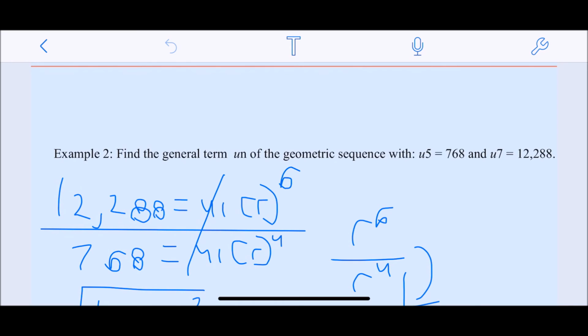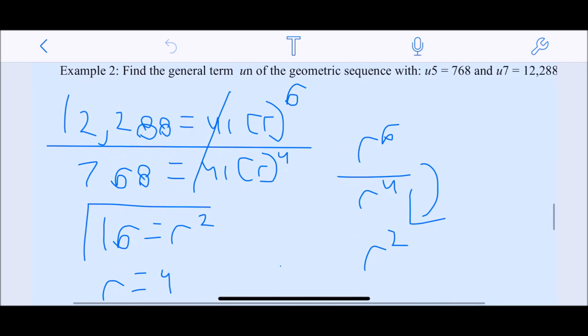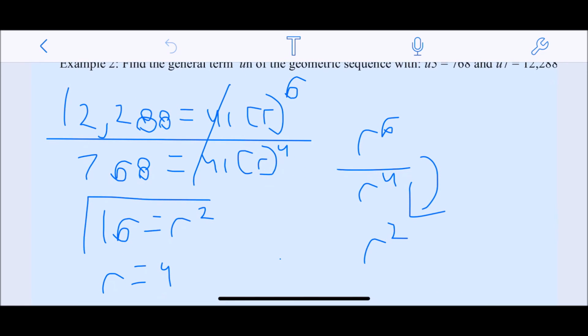Now you can just plug it into the equation for an arithmetic sequence. You get u sub n equals 10.14 plus (n minus 1) times 36 over 7. That's the general term for an arithmetic sequence. Next problem is find the general term u sub n of the geometric sequence. U sub 5 equals 768. U sub 7 equals 12288.